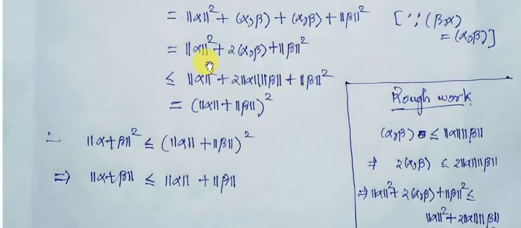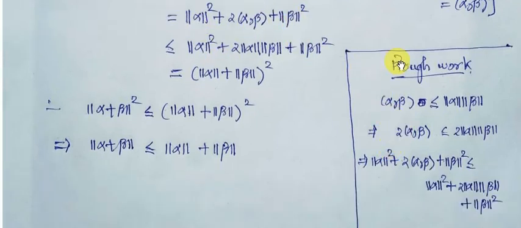Here look at this rough work. According to the Schwarz inequality, we know the modulus value of alpha comma beta is less than or equal to norm alpha into norm beta. If we omit this modulus sign, alpha comma beta is also less than or equal to norm alpha into norm beta. So we have used this here. We have multiplied 2 on both sides: 2 into alpha comma beta is less than or equal to 2 into norm alpha into norm beta.